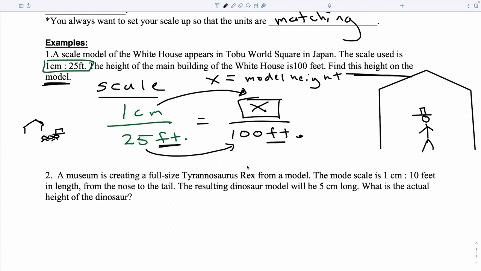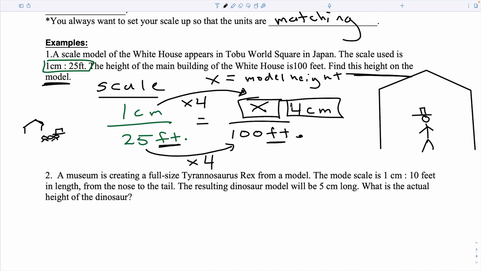25 times what would be 100? 25 times 4 would be 100. So that means on top, 1 times 4 is 4. This little guy is 4 centimeters tall. What a cute little house.